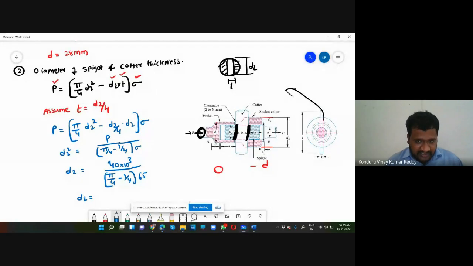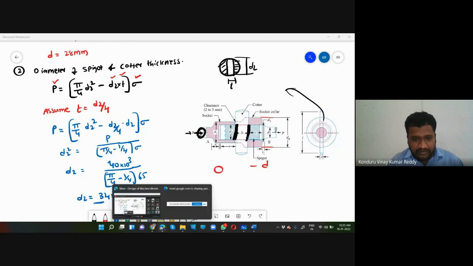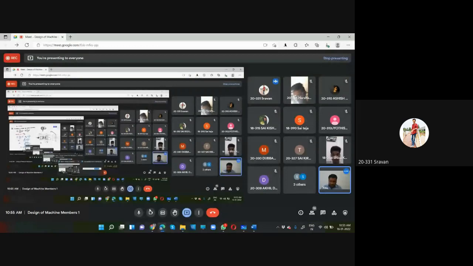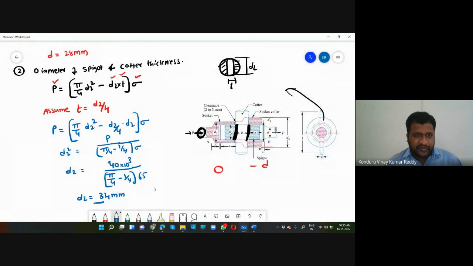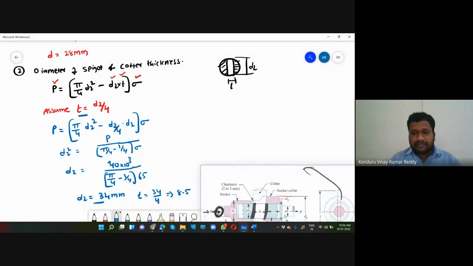Okay. Here, the D2 value, according to my calculations, is 34 millimeters. Everyone can see my screen. Is that correct or wrong? Okay. If the D2 value is 34 millimeters, you can find the T value also. T is equal to 34 by 4. It is nearly 8.5.